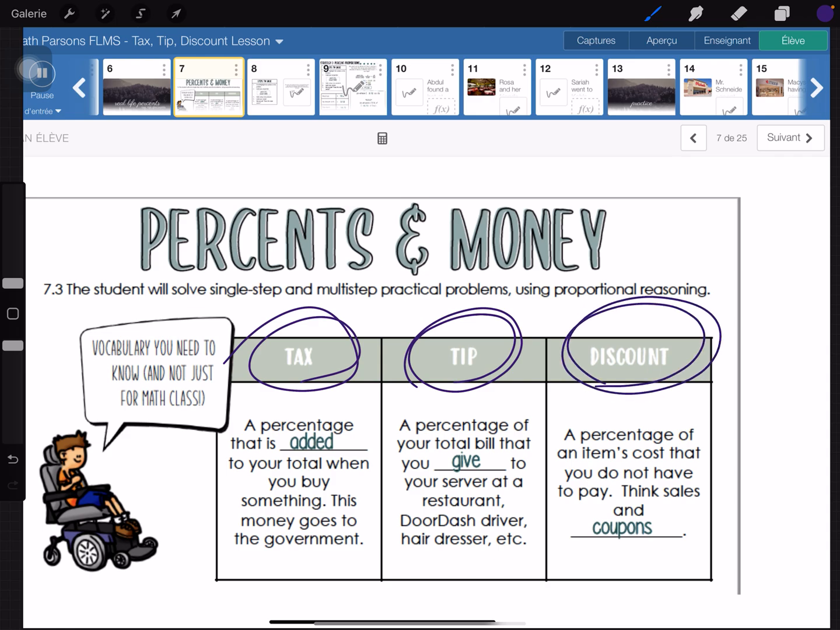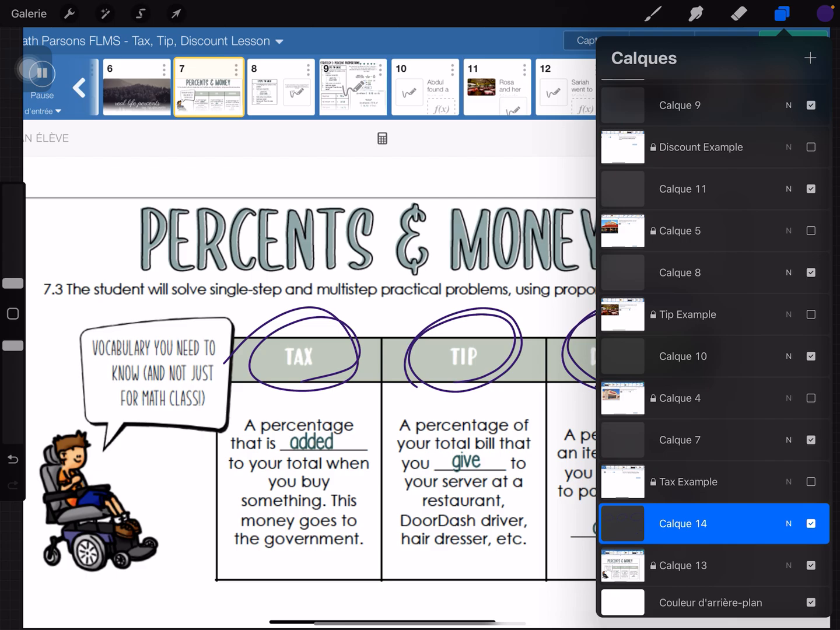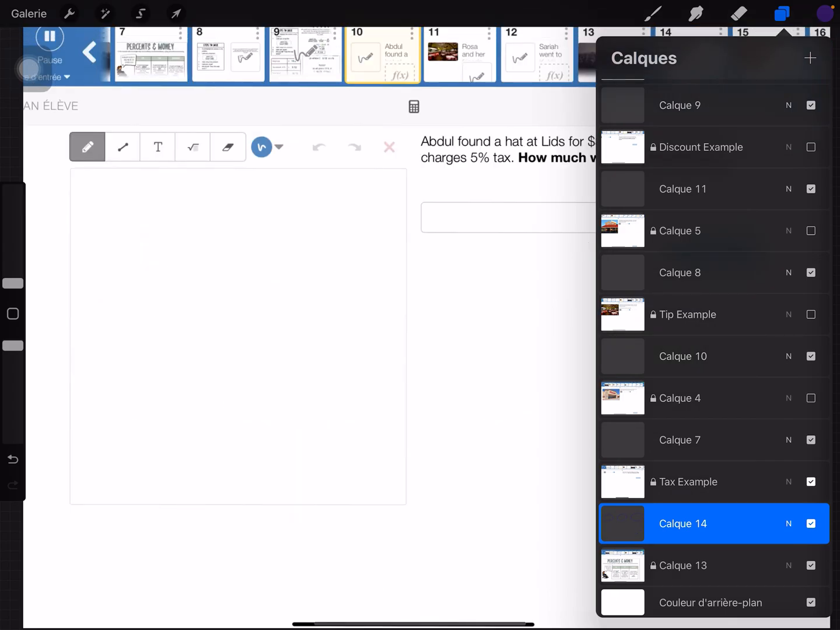Lastly, we have discounts. This is a percentage of a cost that you don't have to pay. So the other two, we'll sometimes see them added to the total. With a discount, some problems will ask us, what do you pay after the discount, and we'll be subtracting. These will be cases of maybe sales or with coupons. All right, so now that we know what we're looking at, let's take a look at some examples.